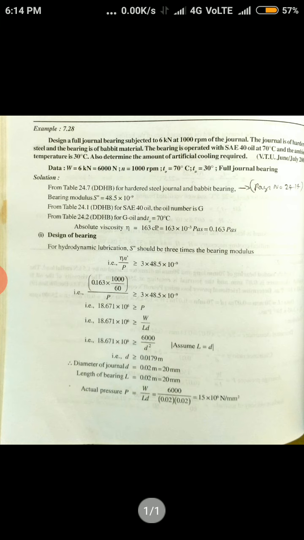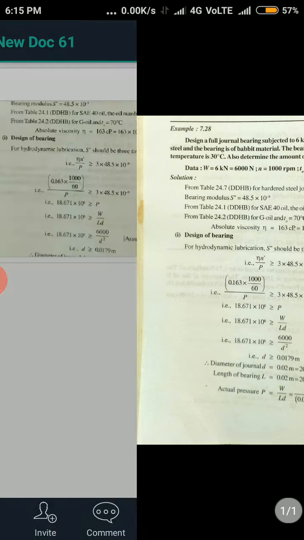P is nothing but load by area, W by L into D. Simplifying, assume L and D have the same dimension, L equal to D. We'll get D greater than or equal to 0.0179 meter, meaning 17.9 mm. So take a higher value, so the diameter D equal to 20 mm, or 0.02 meter. Length, as you assume length and diameter are the same, will be the same, 20 mm. Then the pressure based on this L and D, using the relation W by LD, we will get 15.26 newton per meter square.